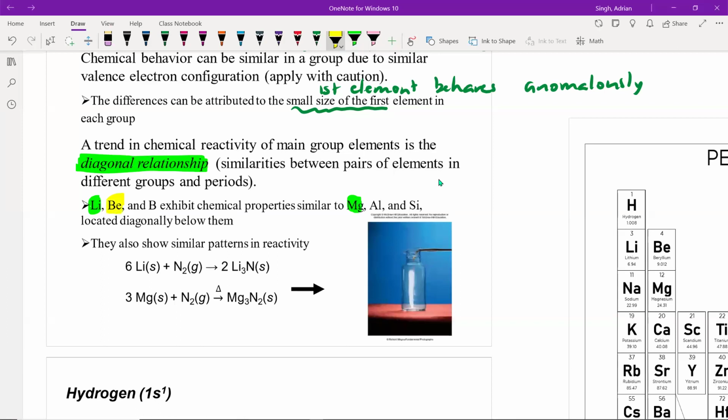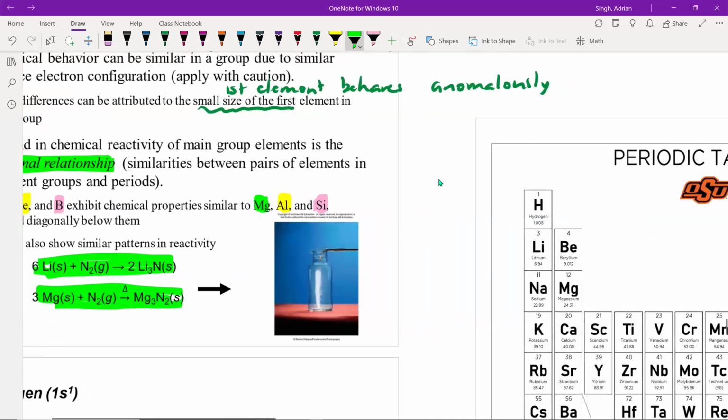Beryllium and aluminum behave similar to each other. They're diagonally next to each other. And then boron and silicon behave similar to each other as well. All right. So a good example of this would be the reaction of lithium with nitrogen to form lithium nitride, according to this equation. Magnesium and nitrogen can react in a similar manner to form magnesium nitride, according to this equation. This is actually one that you would have done in the laboratory.